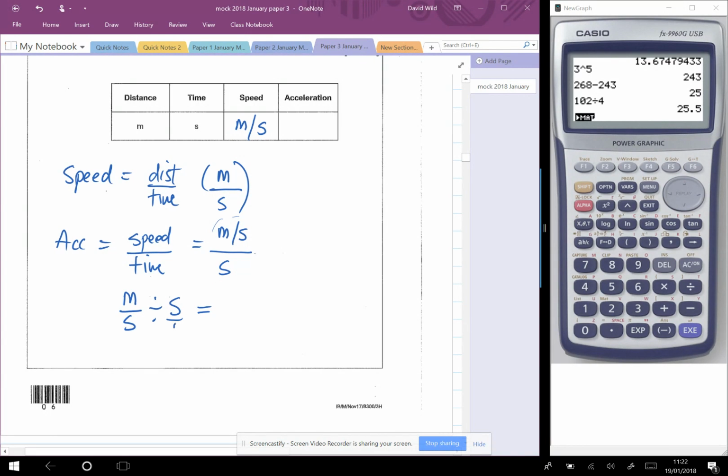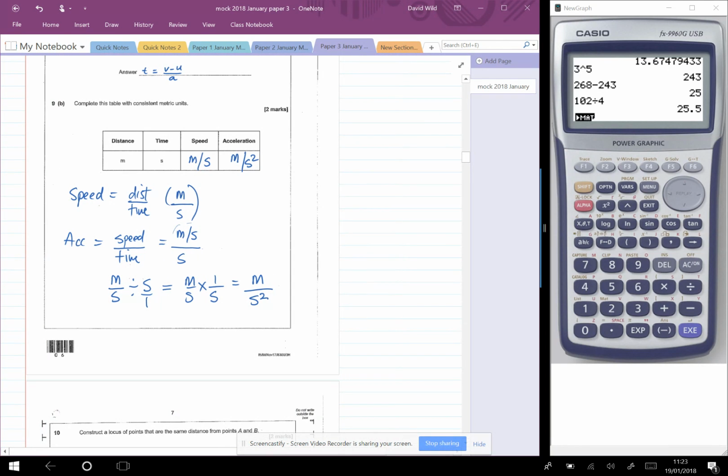Now how do I divide fractions? Put this as a fraction, turn the second one upside down and multiply. So we get meters times 1 is meters, seconds times seconds is seconds squared. So if you didn't know, acceleration is meters per second squared, that's one way of doing it. Of course you should know that acceleration is meters per second squared if the distance is in meters and the time is in seconds.